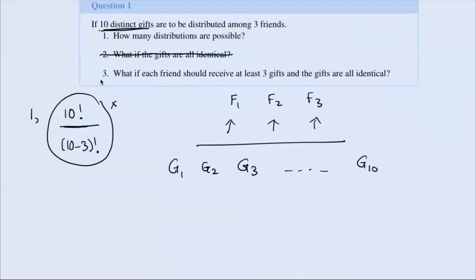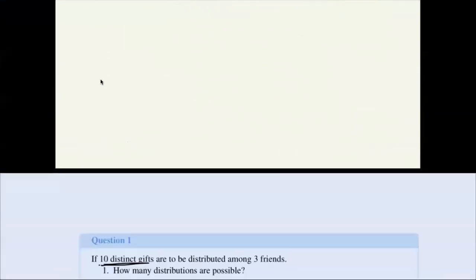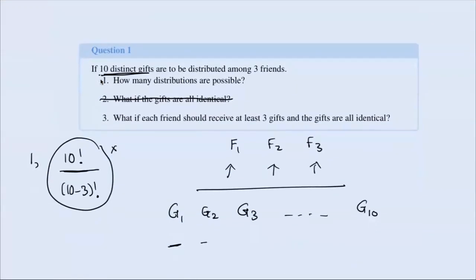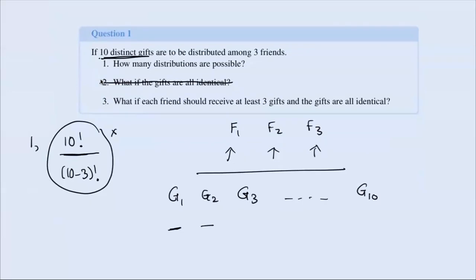So the problem comes to how many choices you can assign to give 1, how many choices you can assign for give 2, how many choices you can assign for give 3, and up until give 10. So what will you get if you think of it that way?